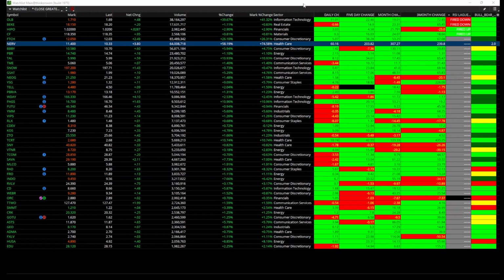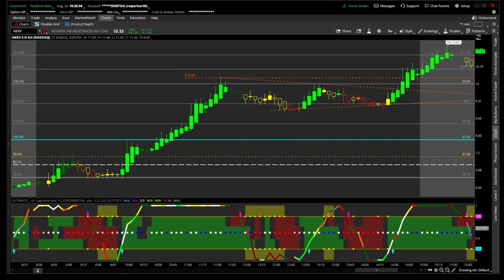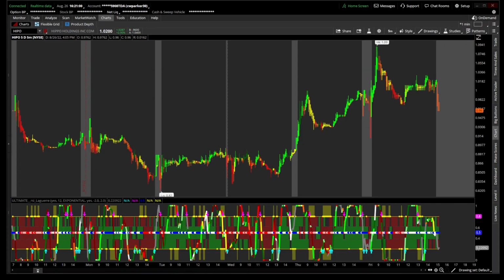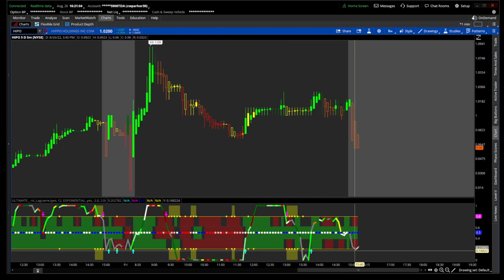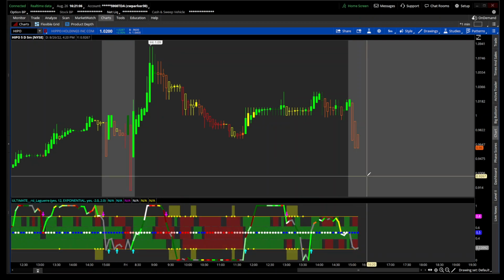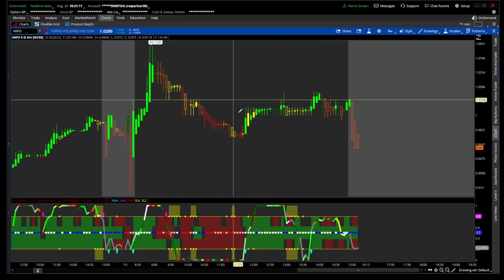And we can actually go check those out. So we will go to the HIPPO stock, and it fired right here. You can see it cross above. But this stock really doesn't have any volume, so we're not gonna worry about that. But that's basically what it is right there with that watch list.